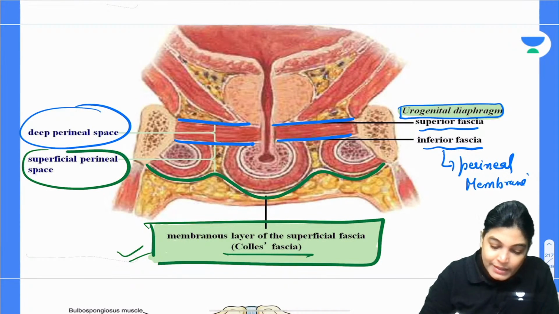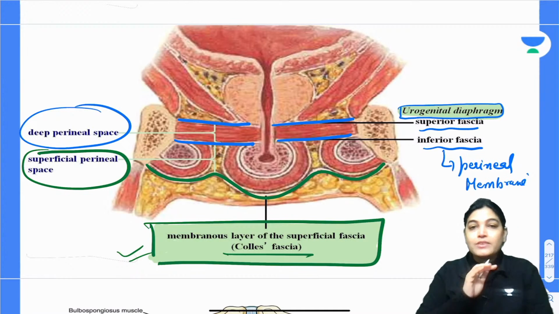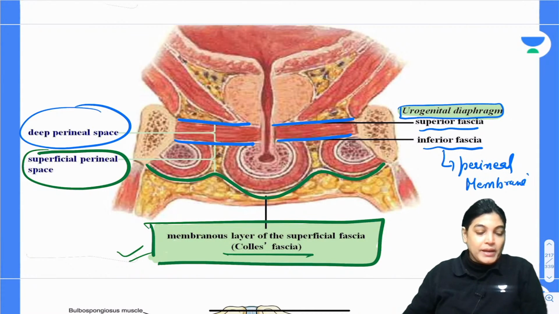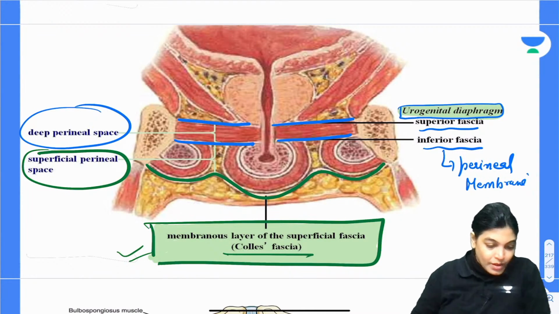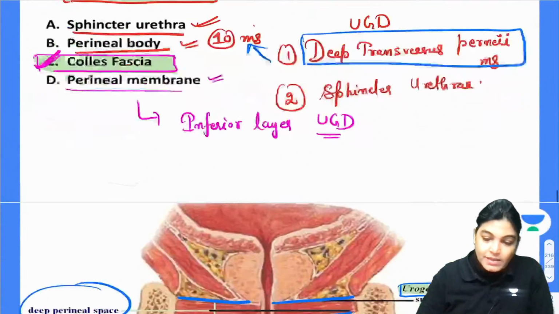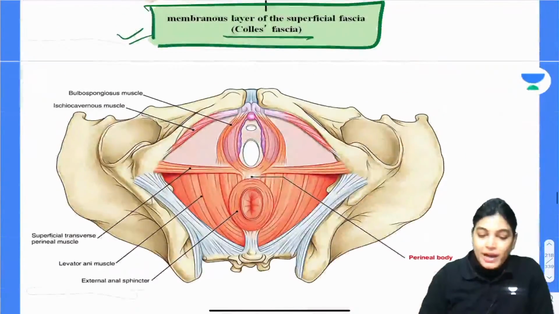So Colles fascia is related to the superficial perineal pouch, and it has no correlation with the deep perineal pouch or urogenital diaphragm. So yes, Khan has given C as the answer. Absolutely correct, Khan. So here we have the correct answer.